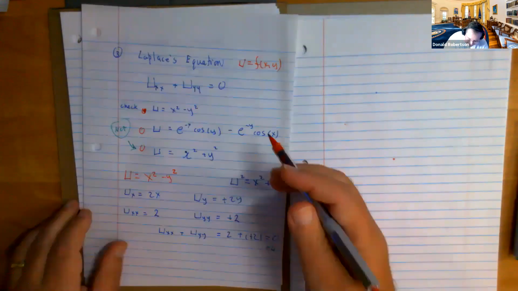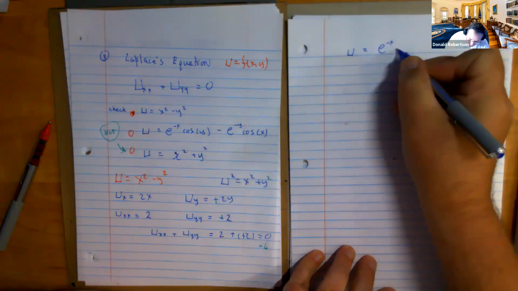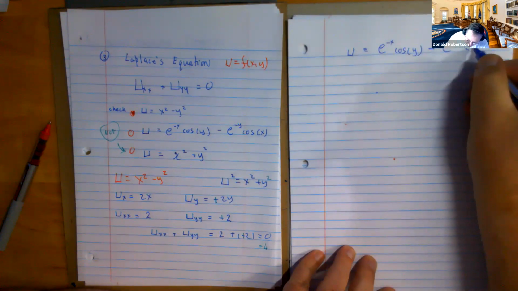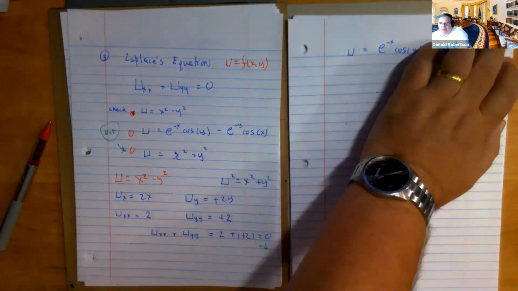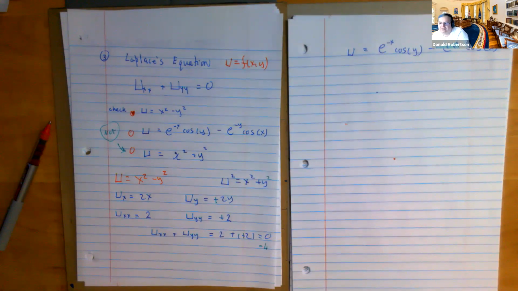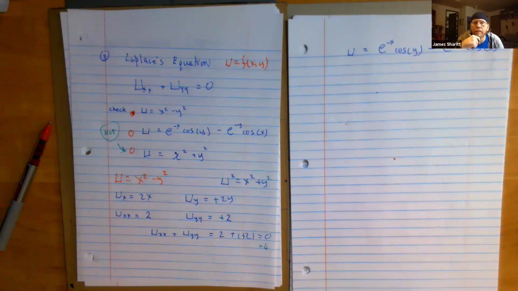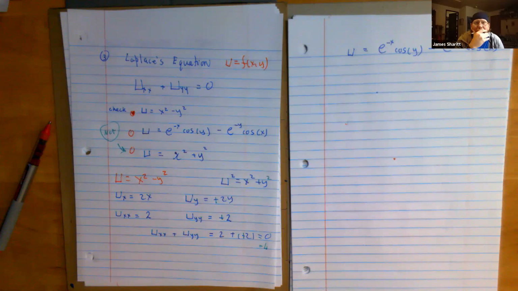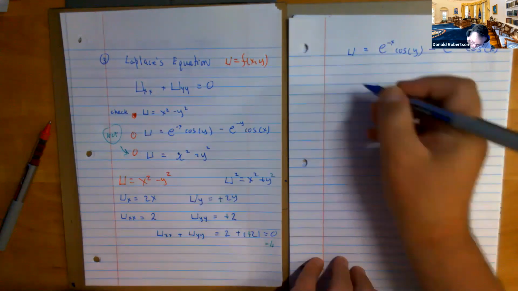It's pretty messy looking. It is e to the negative x cosine y, take away e to the negative y cosine x. And I guess the question is, do you think this one is going to solve Laplace's equation? What's your gut feeling, yes or no? Yes. Any particular reason, or was it just a gut feeling? Just going with a gut. Yeah, why not? I wouldn't give it away, but it's a good choice.